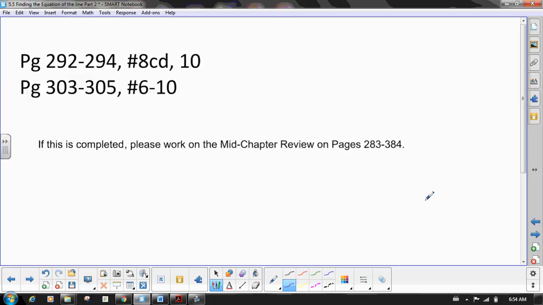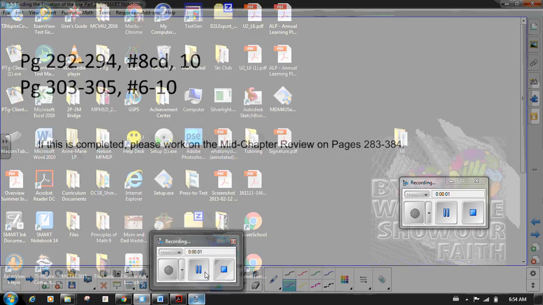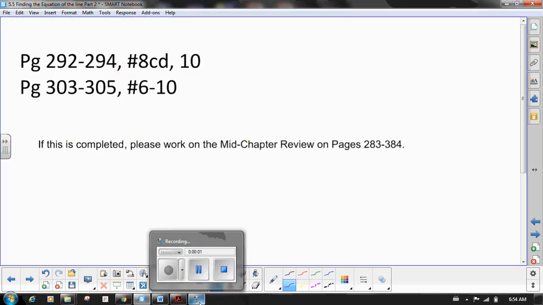So that covers the examples. Here are some questions from the textbook for you to work on. If you get through those during class today, you can work on the mid-chapter review, which is on pages 283 to 384.